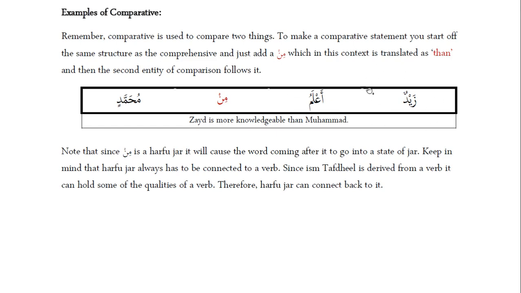So let's take a look at this. Zaydun a'lamu, you bring your ismu tafdil, so what you're exactly comparing them about. Min, then, Muhammadin, since this is a harfu jar, right? Usually we see min meaning "from", but in this case, when it comes with an ismu tafdil, it means "than", because it's being used for comparison. Due to that, the entity which is being compared will take on a jar state. So it becomes Zayd is more knowledgeable than Muhammad.